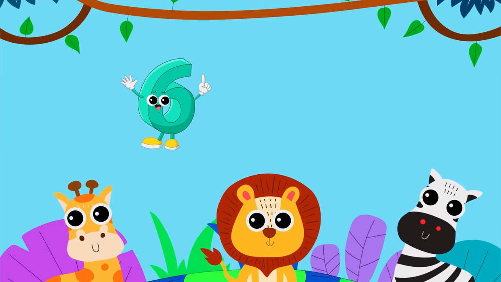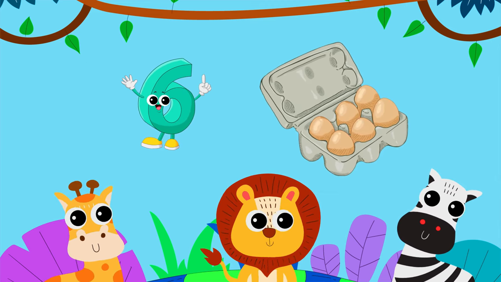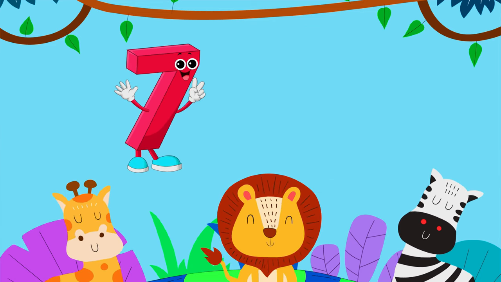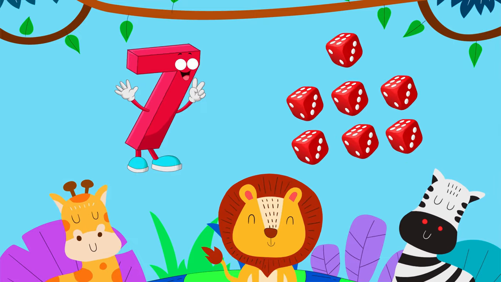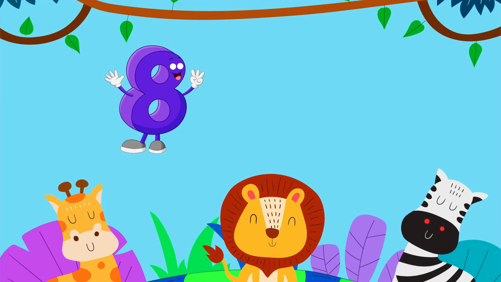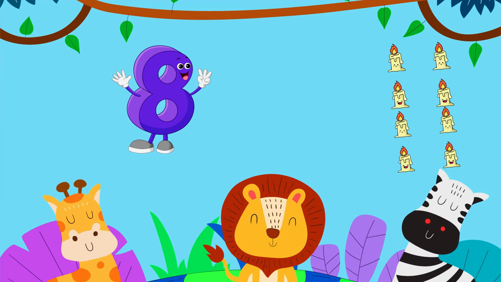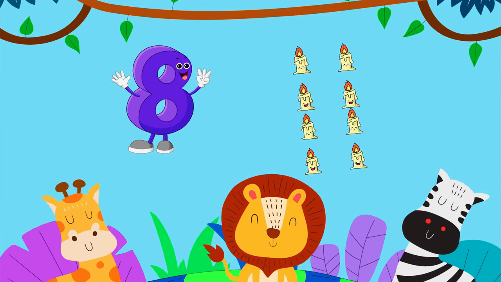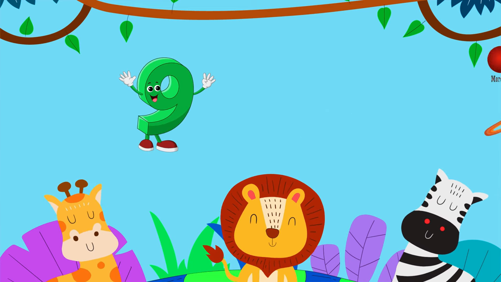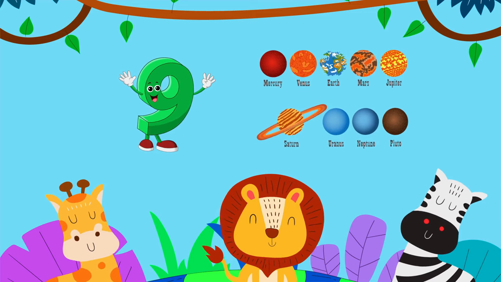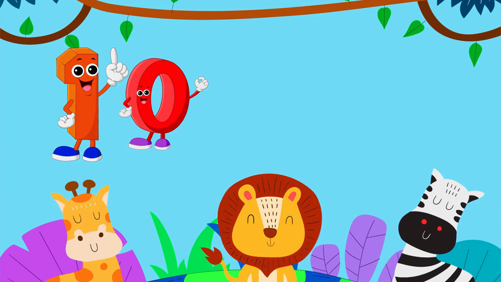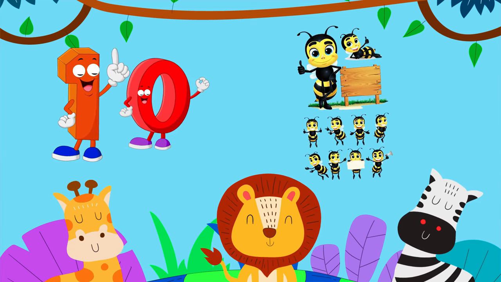6 eggs. 7 dice. 8 candles. 9 planets. 10 bees.